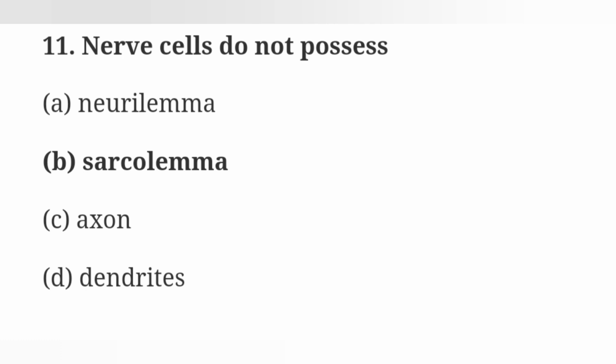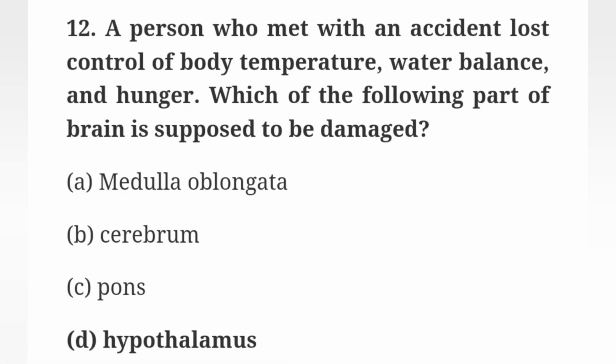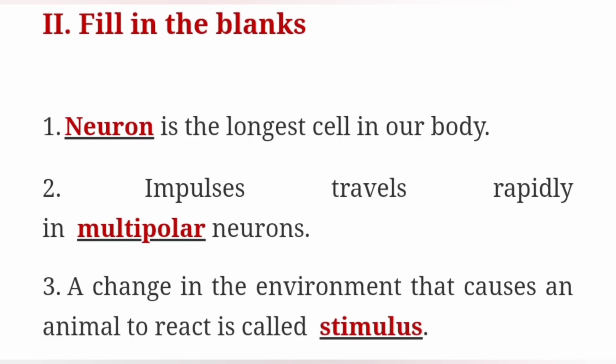11th one, nerve cells do not possess option B, answer sarcolemma. 12th one, a person who met with an accident lost control of body temperature, water balance and hunger. Which of the following part of brain is supposed to be damaged? Option D, answer hypothalamus. Roman letter 2, fill in the blanks.